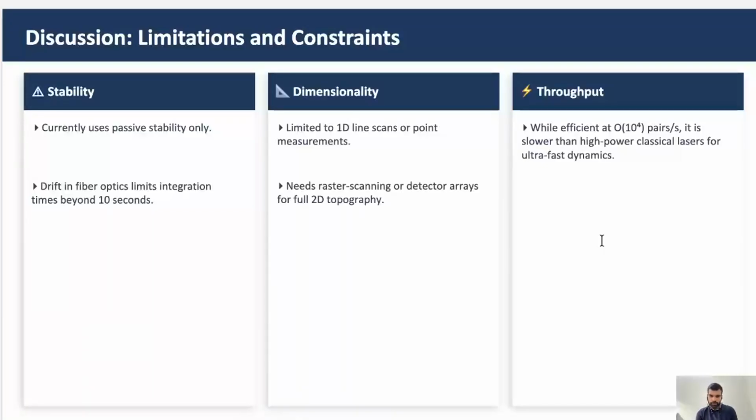Third, throughput, which is in fourth-order pairs per second, is efficient by quantum optics standards. It is orders of magnitude fewer photons than a classical laser. For applications requiring ultra-fast dynamics, imaging something that changes in microseconds, this remains a limitation. But for many metrological contexts, especially those involving fragile or photosensitive samples, this low light operation is actually a feature, not a bug. These are real constraints, but they are engineering challenges, not fundamental physical barriers.